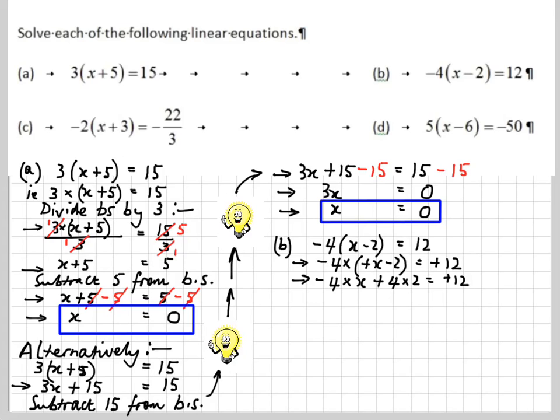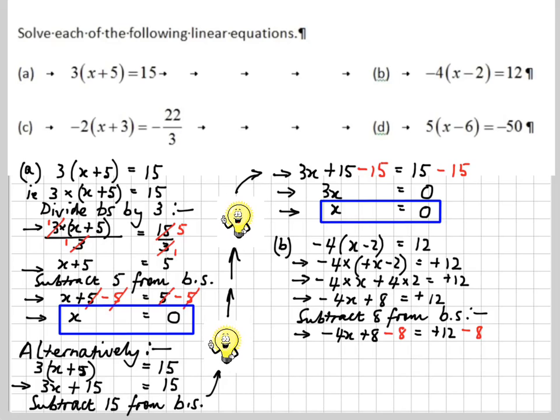Now, let's just see what we're going to do next. We'll clean it up a bit. We're saying minus 4x plus 8 equals plus 12. So what do you think the next move is in our game of opposites? Yes, we'll subtract 8 from both sides, okay? Right, let's do it. There it is, okay? So, cleaning up, we get that. Now, do you see that? Plus 12 minus 8 on the right-hand side equals plus 4, doesn't it?